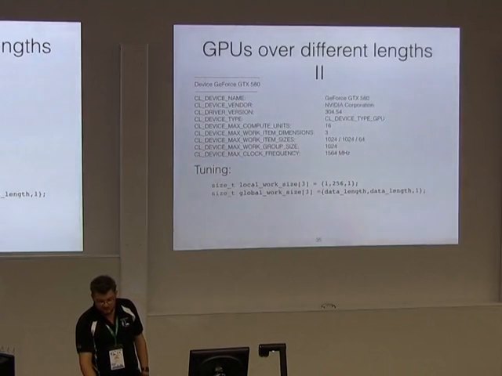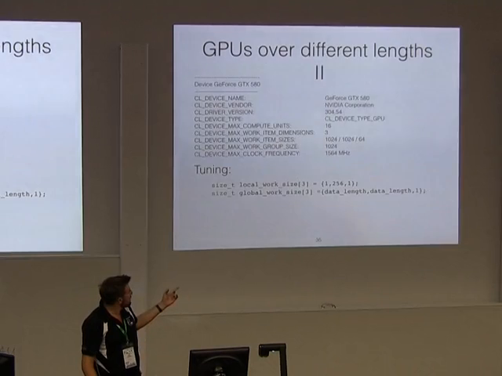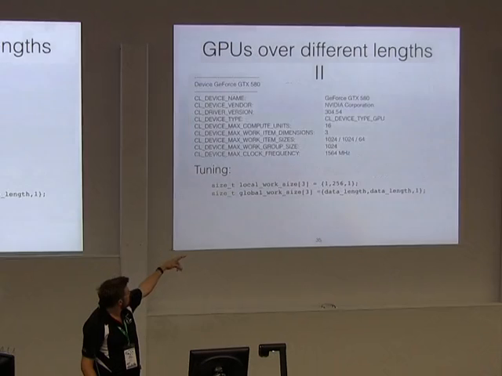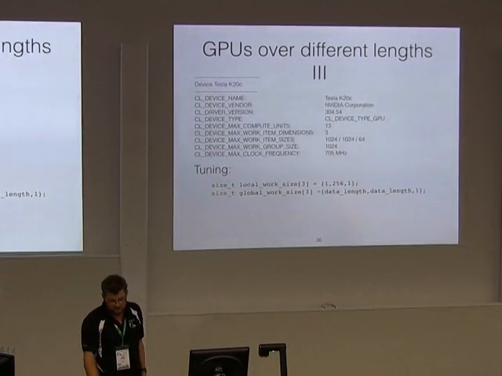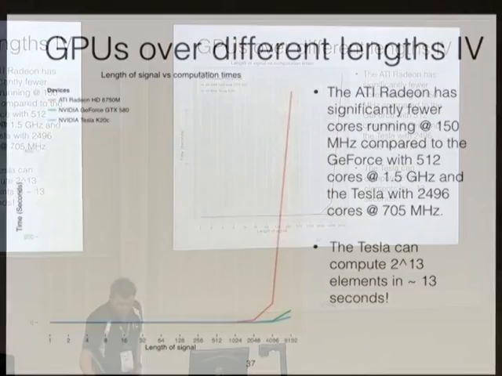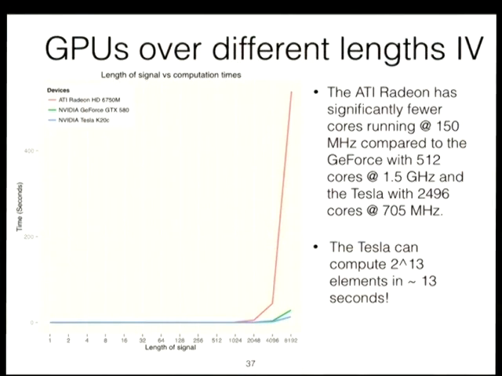Then I compare it on a GTX 580. The only difference is I have 256 threads in a local workgroup size, and a Tesla K20 with the same tuning flags as the GeForce 580. And this is how well it performs. It's pretty interesting because both the Tesla card and the GeForce card can compute 2 to the power of 13 grid points pretty quickly. The Tesla can do it in about 13 seconds.